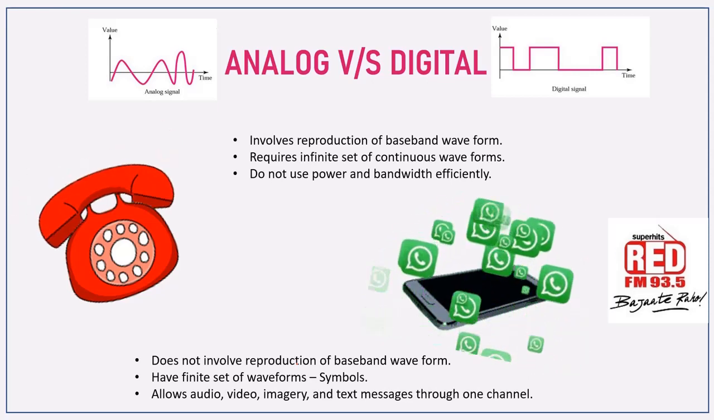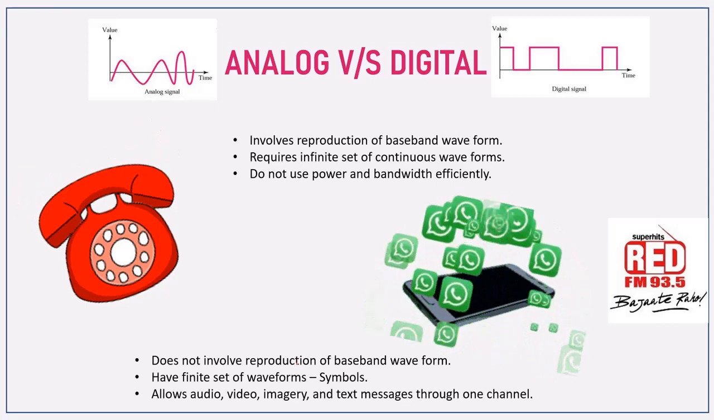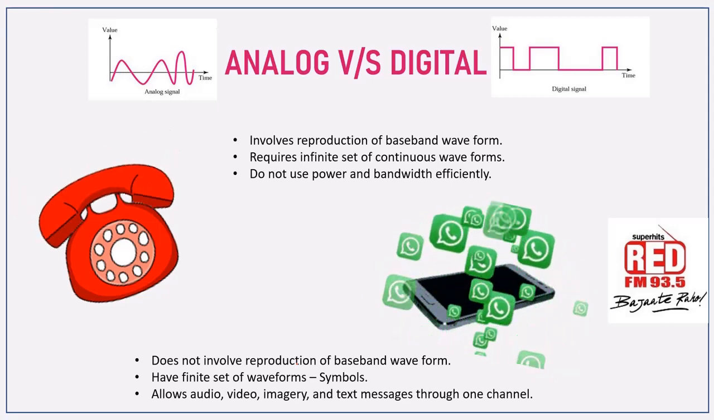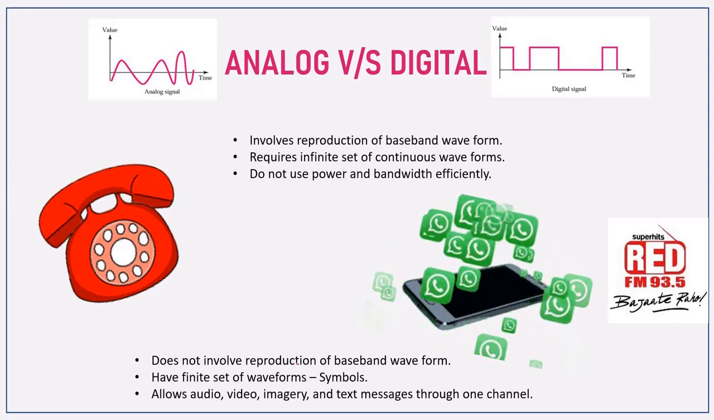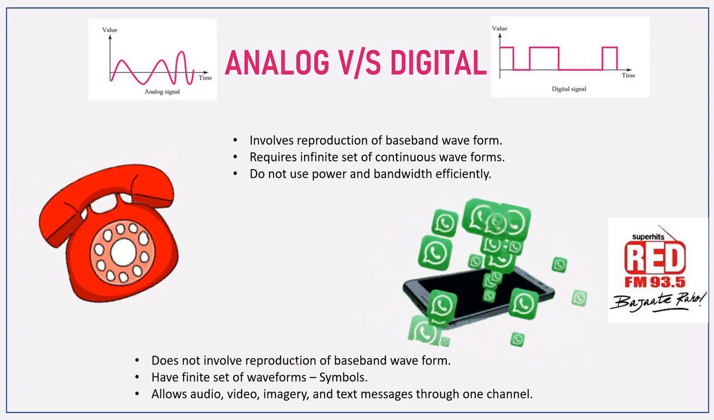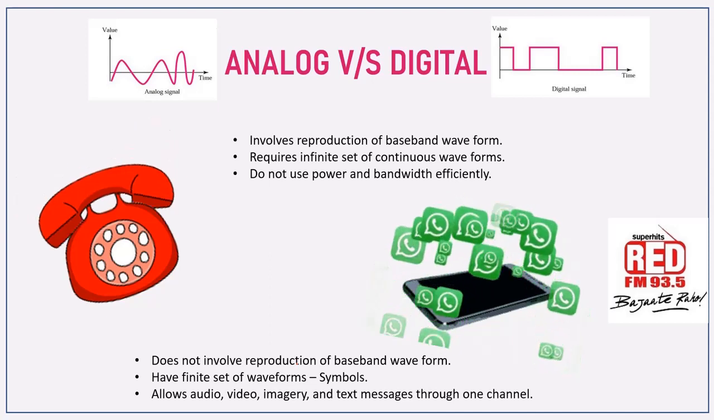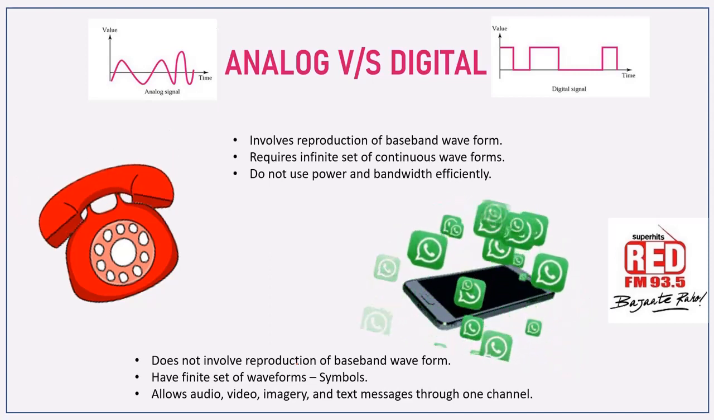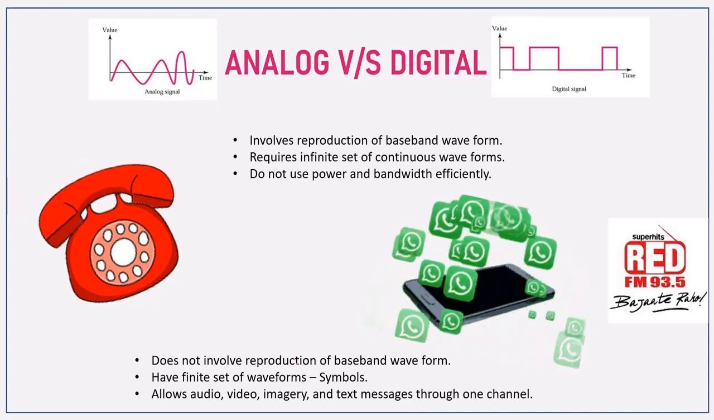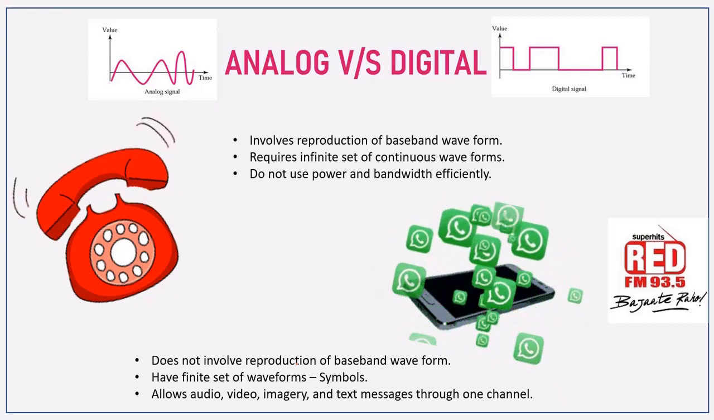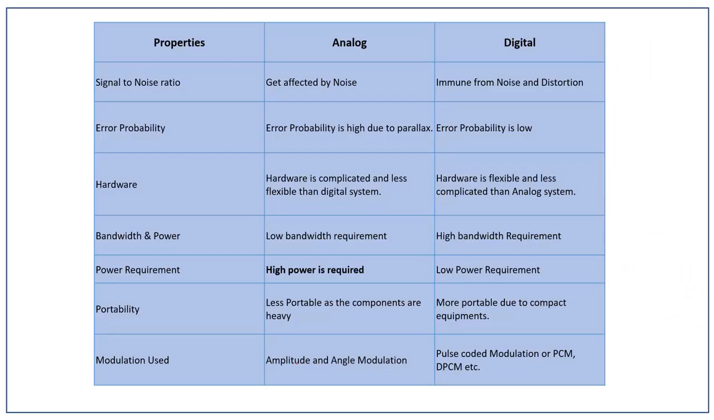With the advent of the internet, audio, video, imagery and text messages are required to be integrated for transmission over a single channel. This also rules out analog communication systems such as AM and FM. Given here are some of the qualities of digital communication over analog communication.